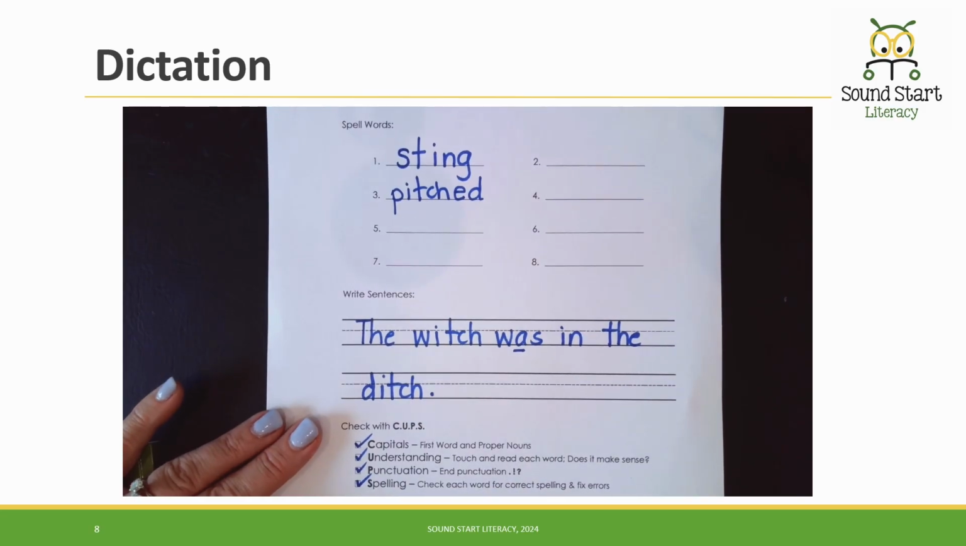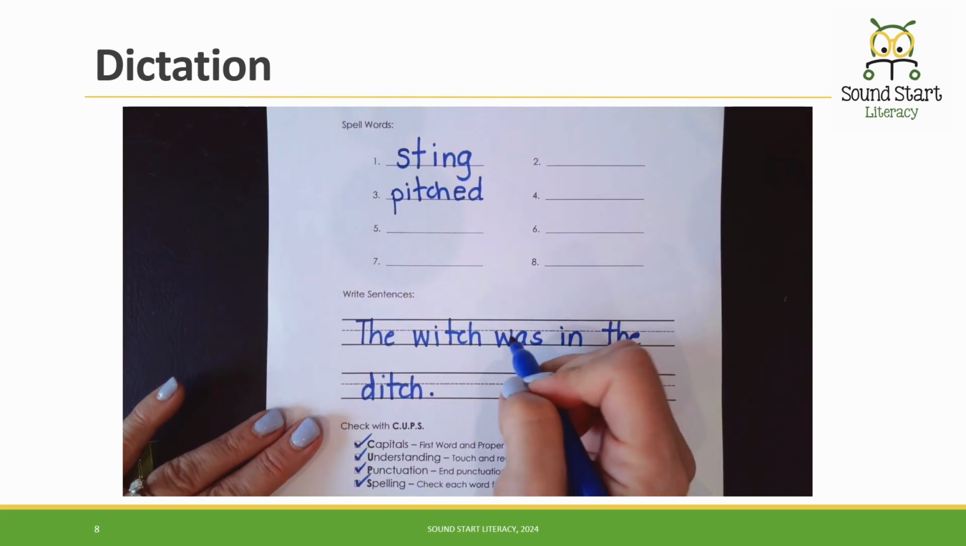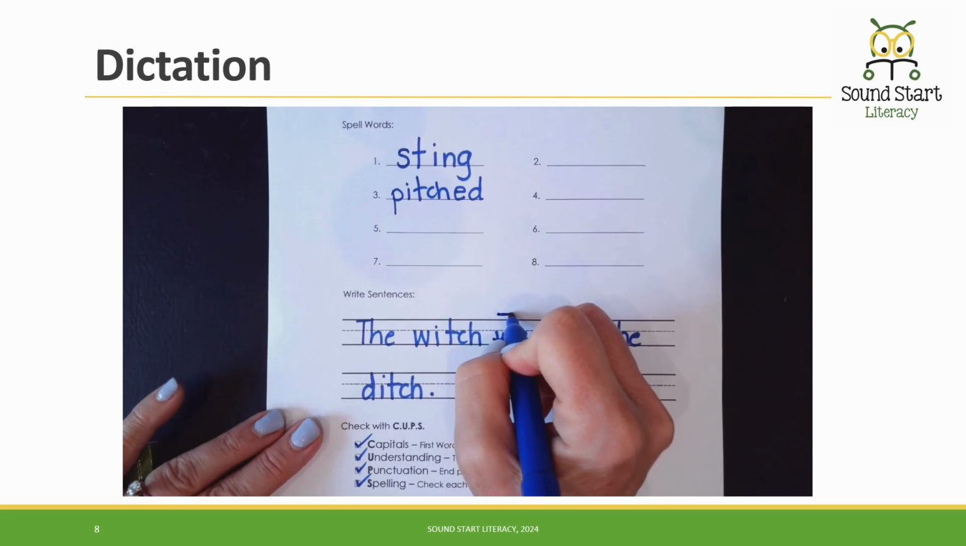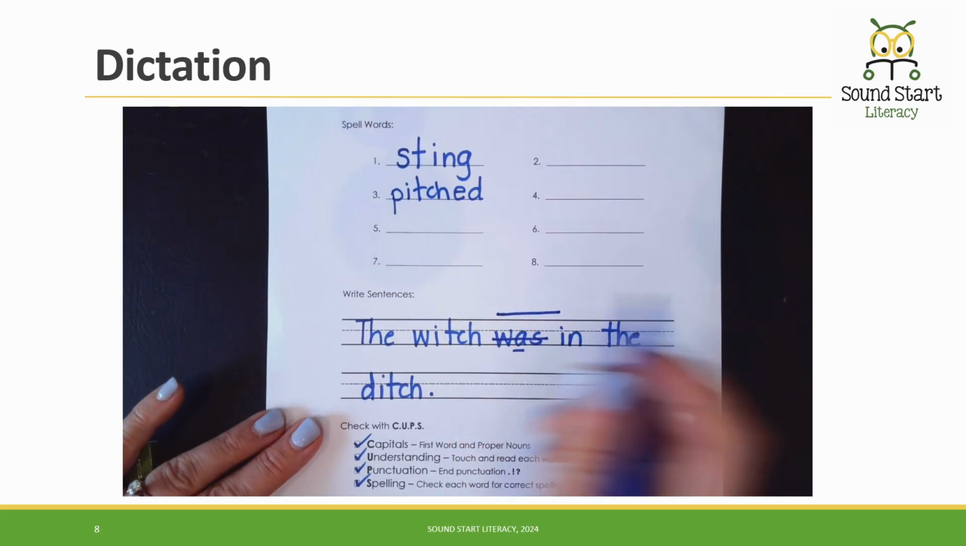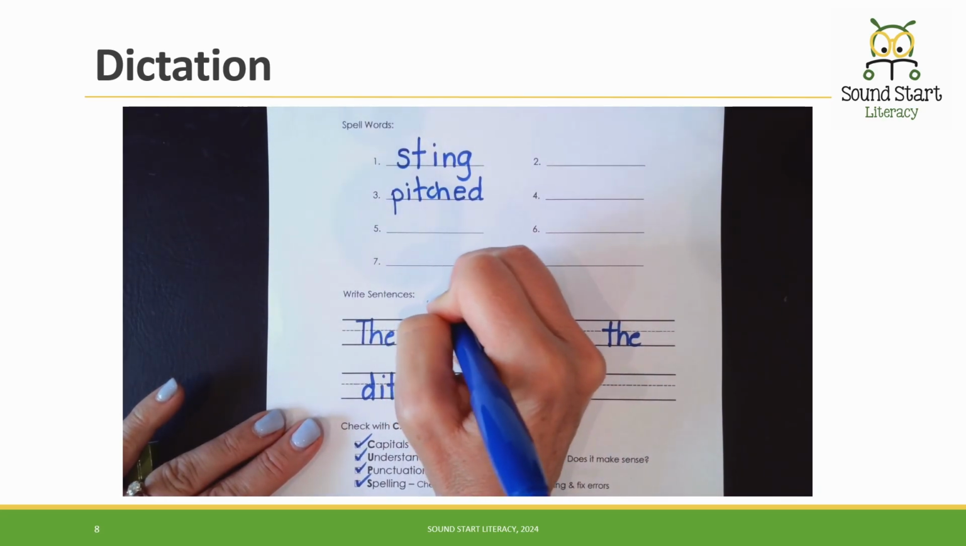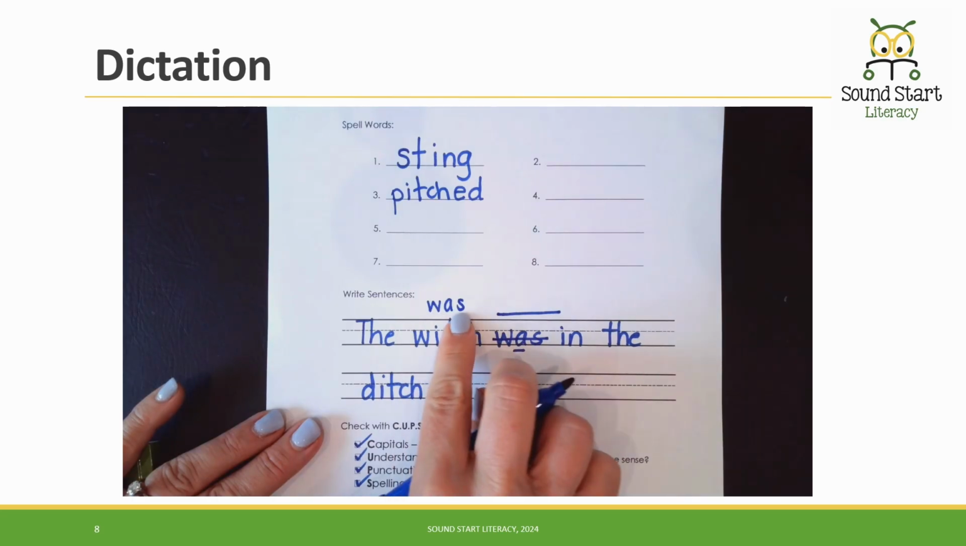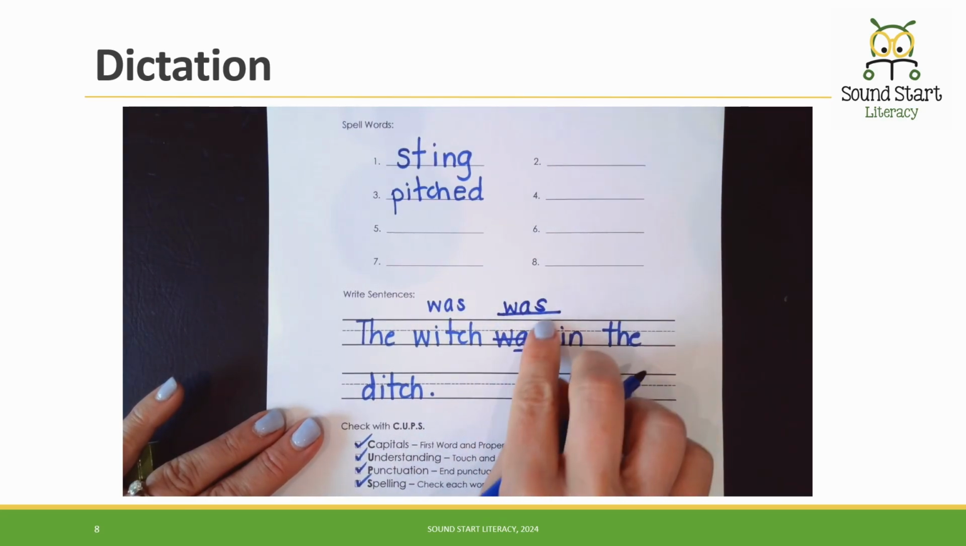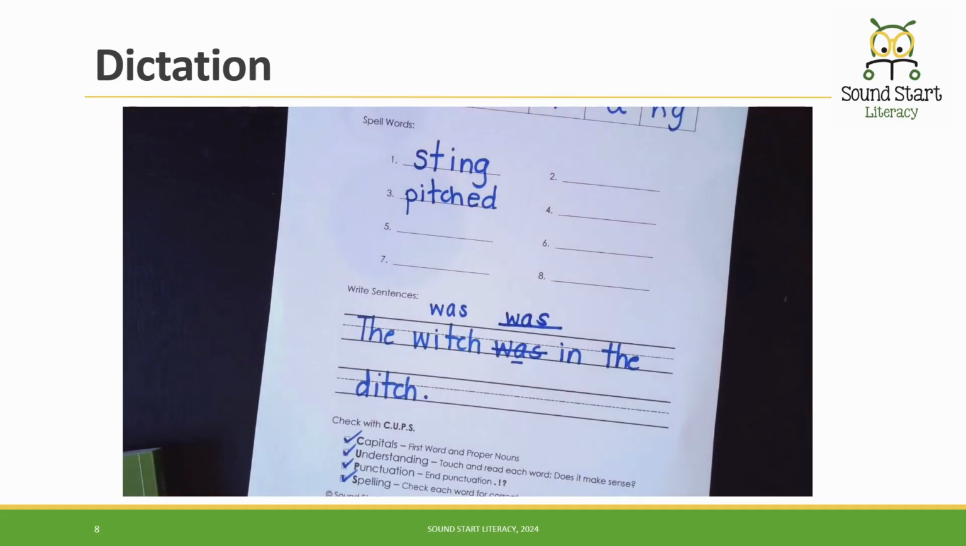Now, let's say a child misspelled a word. Then what you could do is show them the correct spelling and just let them copy it. So let's say the child wrote was with a U instead of an A. Then what you could do is just have them cross it off and just write it up here. And you could model it for them, show them how to write it. Was. Now you write it, was, and just give it to them to copy.